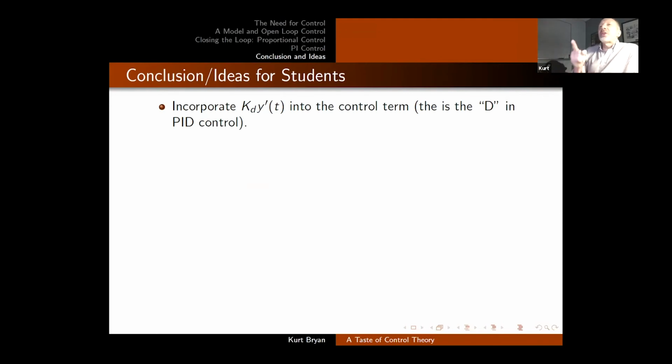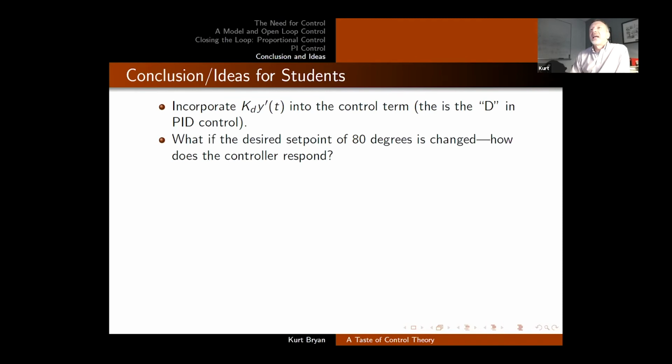PID control is where you implement in the control function the derivative of the incubator temperature. You throw that into the control mix, and that can let you do certain things that you can't do with P and I alone. And so you can have students analyze that. K sub d is some constant called the differential gain.